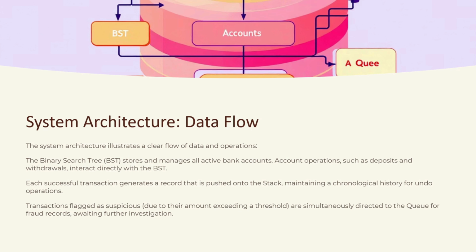System architecture and data flow. This slide illustrates the complete data flow of our system. All accounts are stored in the BST. Whenever a transaction occurs, a record is pushed onto the stack to allow undo operations. If a transaction amount exceeds the fraud threshold, it is simultaneously added to the fraud queue for review. This ensures proper tracking of both normal and suspicious activities.